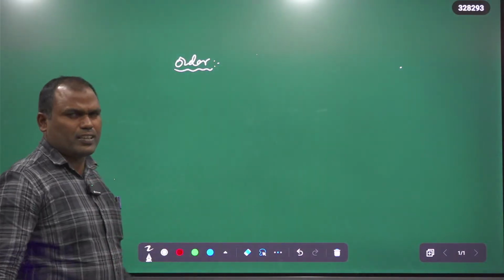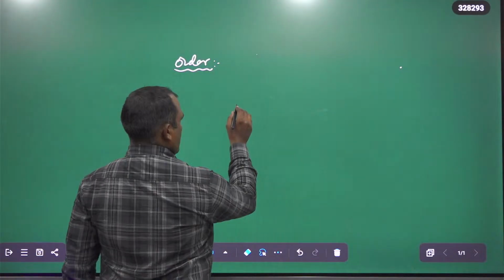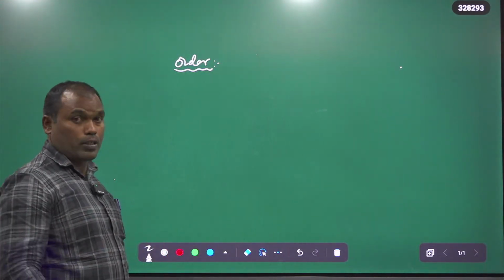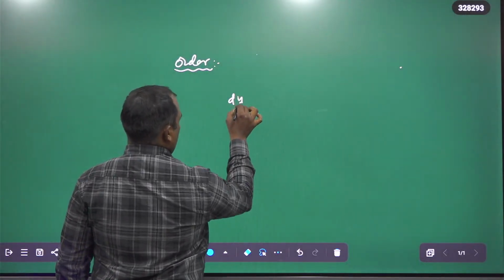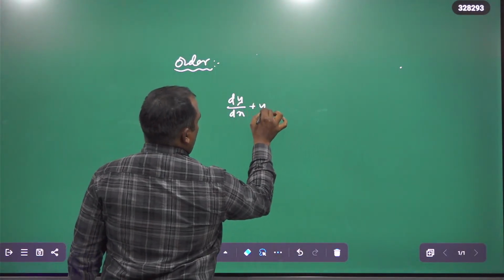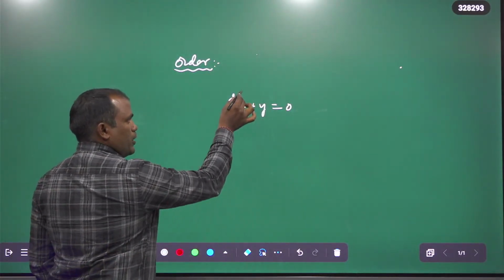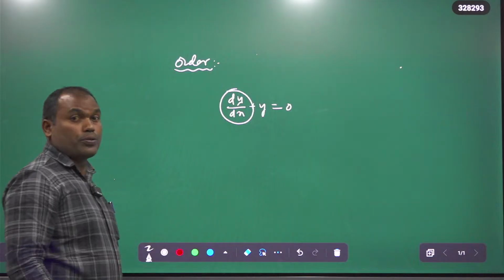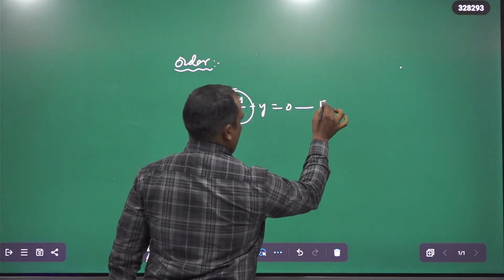Order means very simple. Whenever a differential equation is given, it is always in terms of dy by dx and x and y terms only. For example, dy by dx plus y equal to 0 is given. Order here means we have a derivative only one time. So this order is nothing but first order.